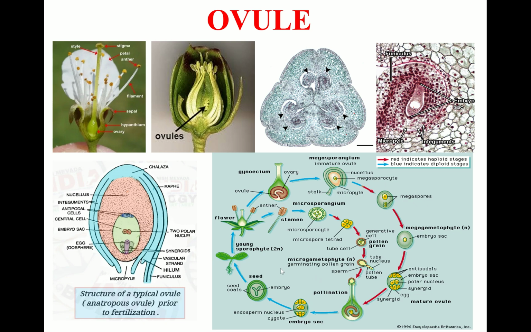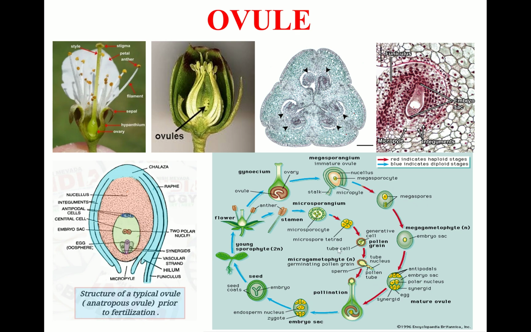So what happens is, stamen is a male reproductive structure consisting of the anther and the filament. So anther has the microsporangium or the pollen sac from where microspores are produced. Microspores are also called as the pollen grains, which have a tube nucleus as well as the generative nucleus. And the generative nucleus consists of the male gametes. Only these two take part in the reproduction process.